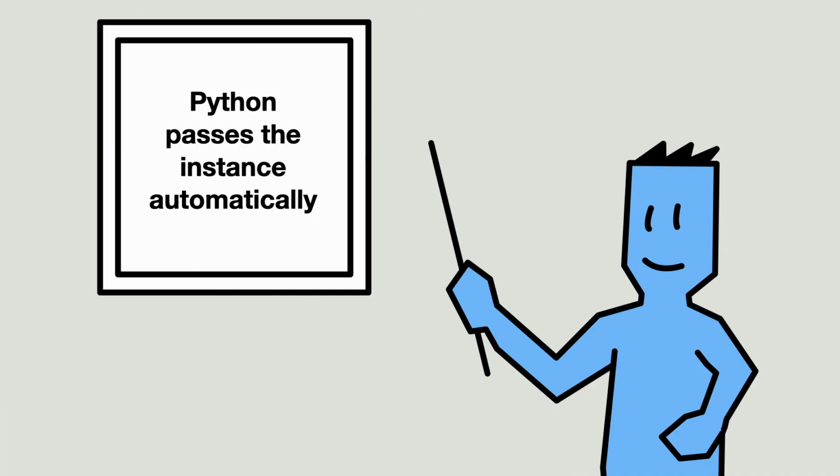The short answer is, Python passes the instances automatically. Well, that answer might be good enough for beginner Python developers, but after working with Python for a while, you might be interested in how it works. For that, you need to dive in a bit deeper.